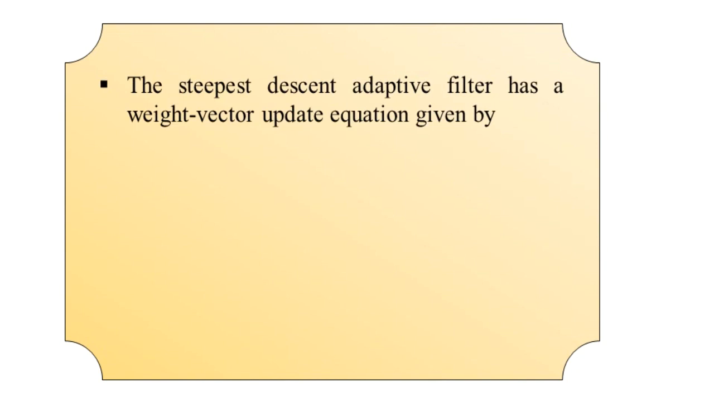It has a weight vector update equation that can be denoted as W suffix n plus 1 equal to W suffix n added by mu times the expected value of the multiplication of small e of n with the complex conjugate of x of n here.